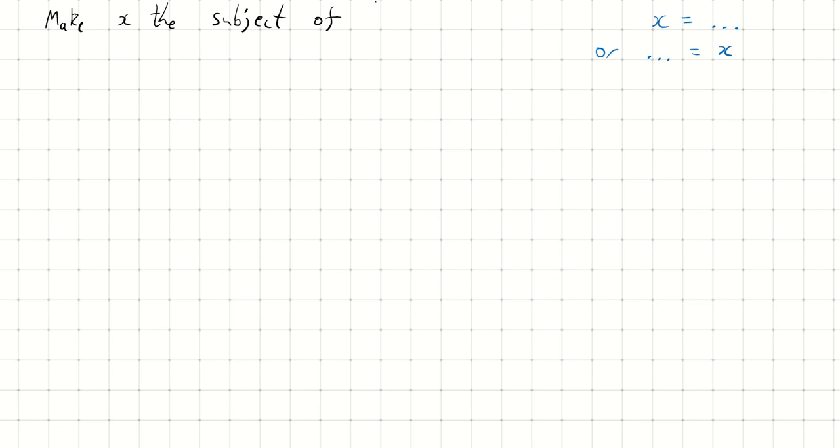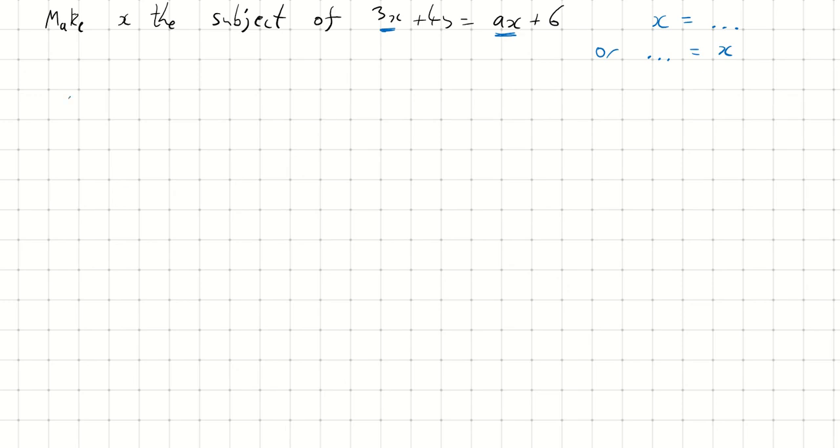So here's the question. We're going to make x the subject of 3x plus 4y equals ax plus 6. So we want to make x the subject. Now the reason why this one is more difficult is because there's now two x's in our original equation. We've got an x on this side and an x on the other side. We've got x on both sides, which makes it a little bit more tricky.